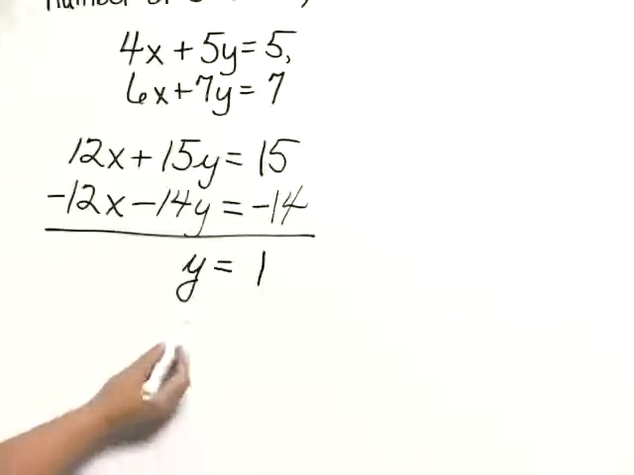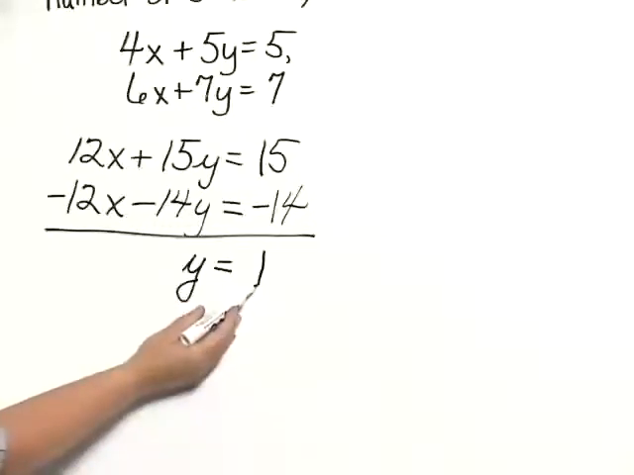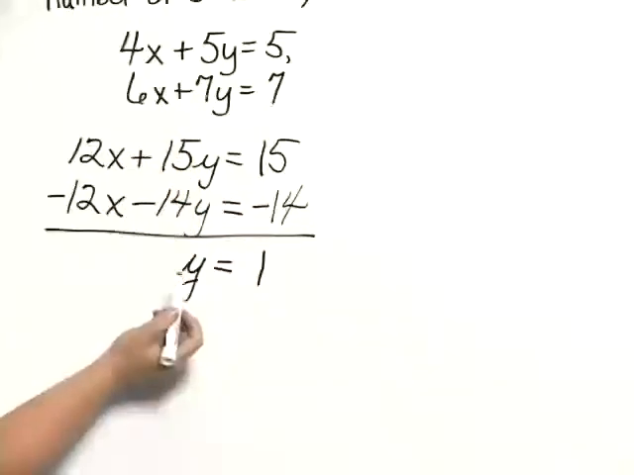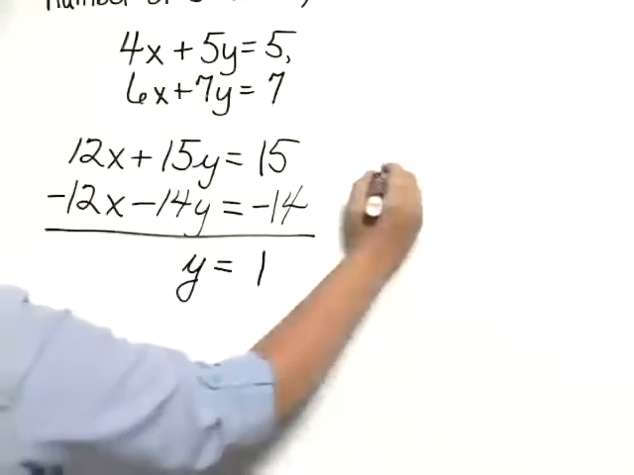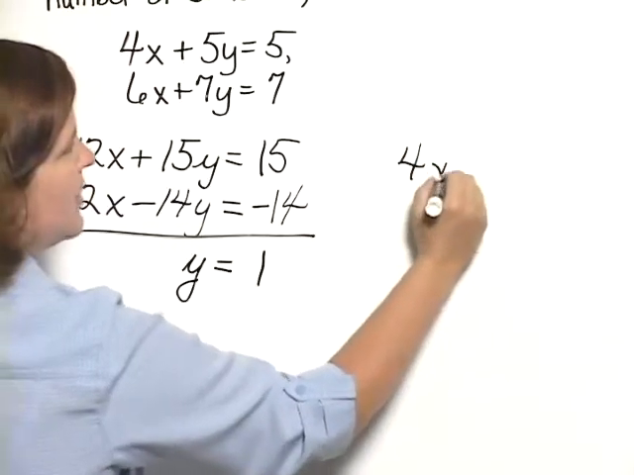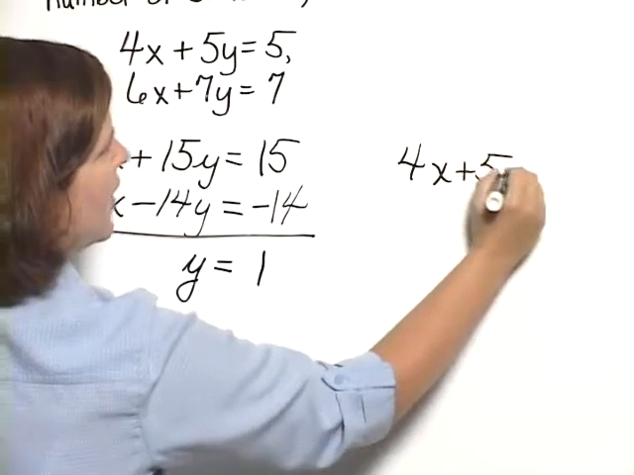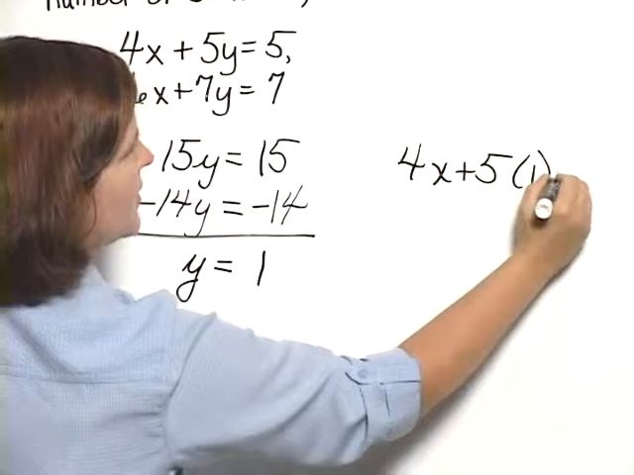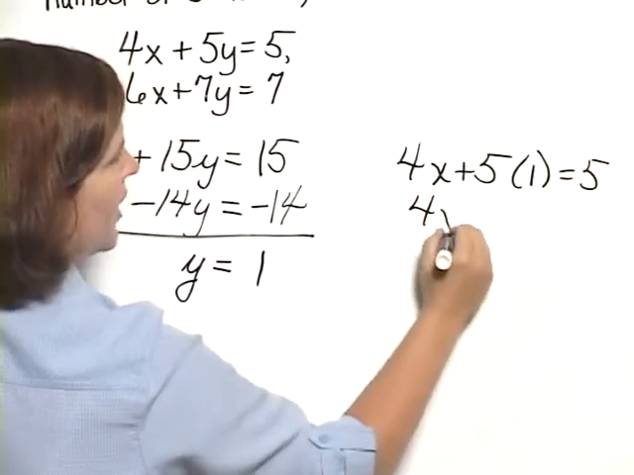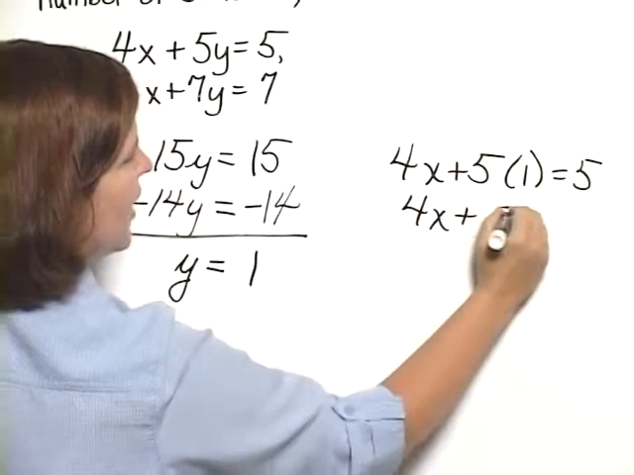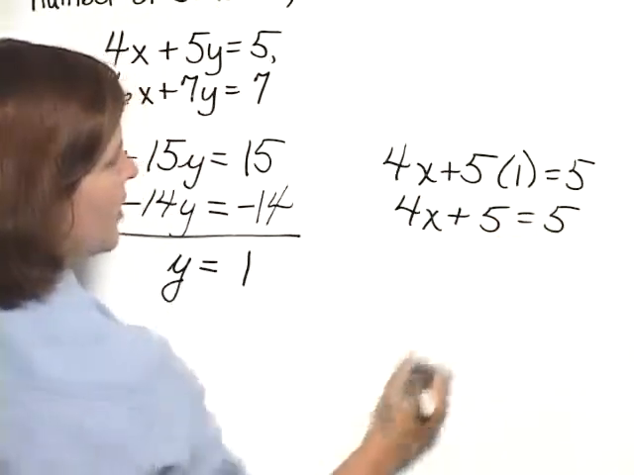Now, I'm not finished. I need to find the x as well, so I take the value for y, and I substitute that back in either one of the original equations to find x. Let's take the top equation. I have 4x plus 5 times 1, that's the y, equals 5. 4x plus 5 equals 5.